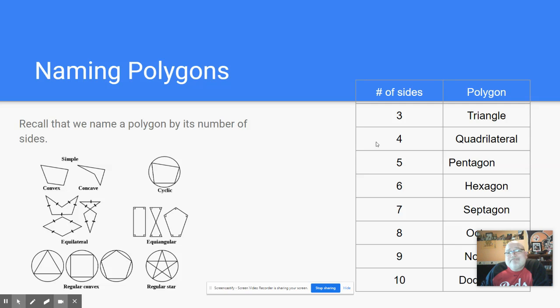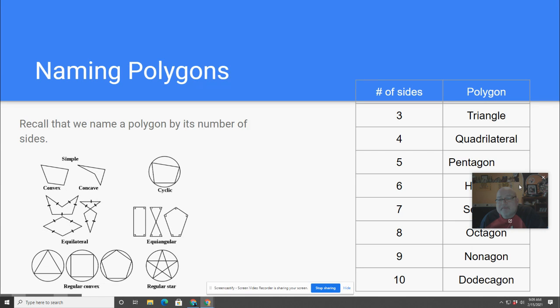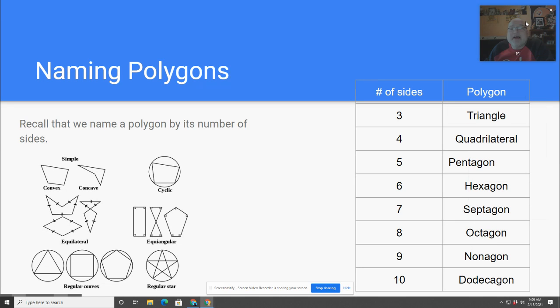And our names, your vocab. Remember, three-sided polygon is a triangle. A four-sided polygon is a quadrilateral. Now, there's different types of quadrilaterals, which we'll study a lot coming up in the second trimester. Five-sided polygon is a pentagon, then hexagon, septagon, octagon, nonagon, and a dodecagon.